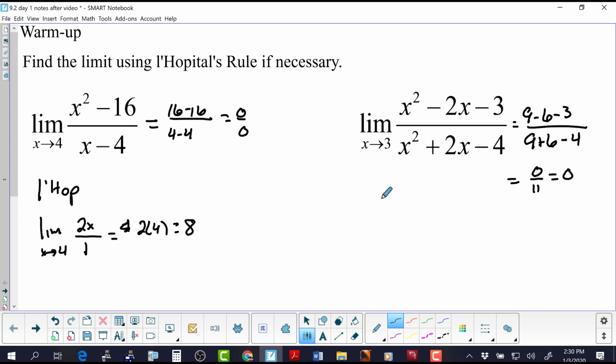If we used L'Hopital's, and we shouldn't, because the answer is 0, we get (2x minus 2) over (2x plus 2). When we plug in 0, we'd actually get negative 1, and that is wrong. So you can't use L'Hopital's when you don't get an indeterminate form. This is just an answer. It's 0.